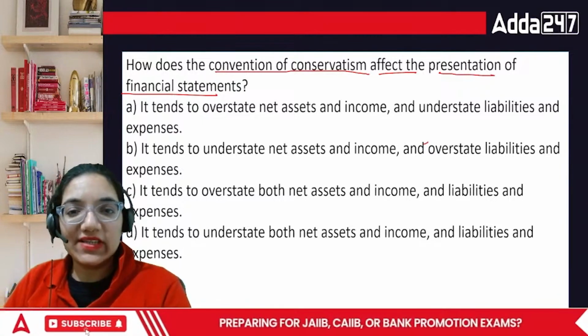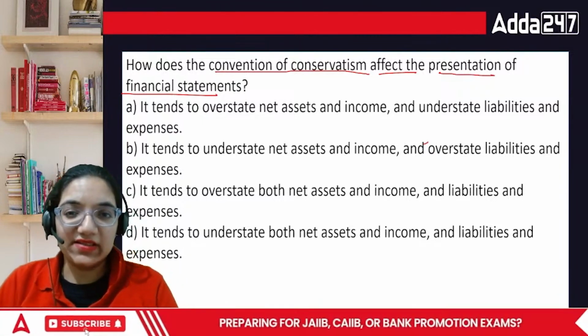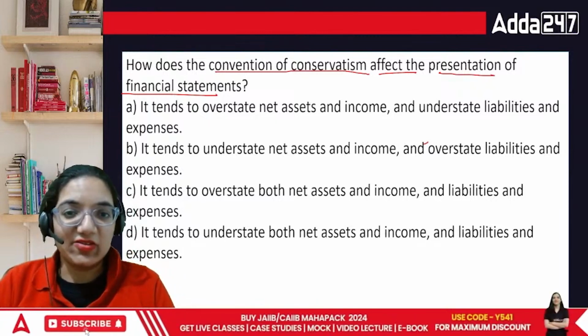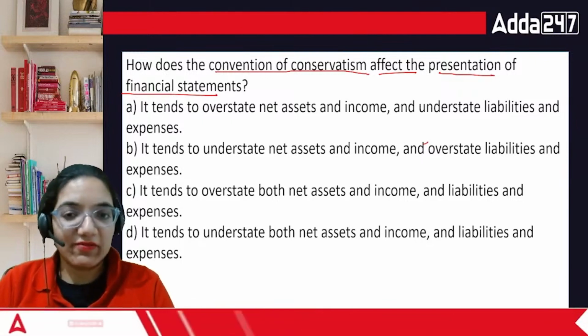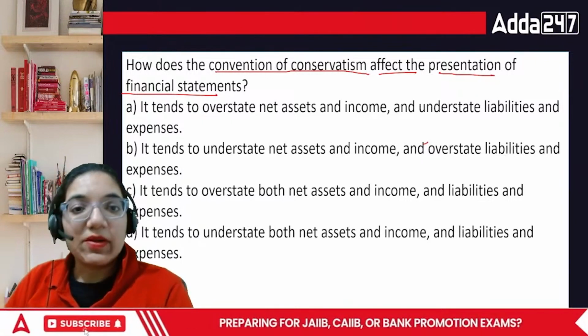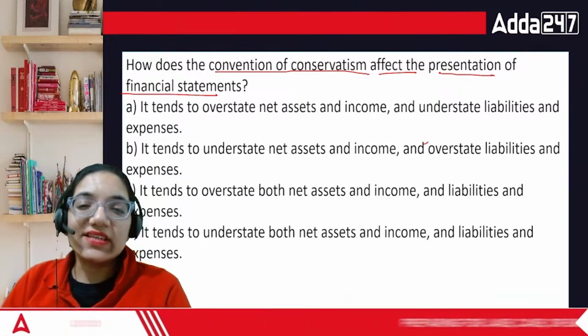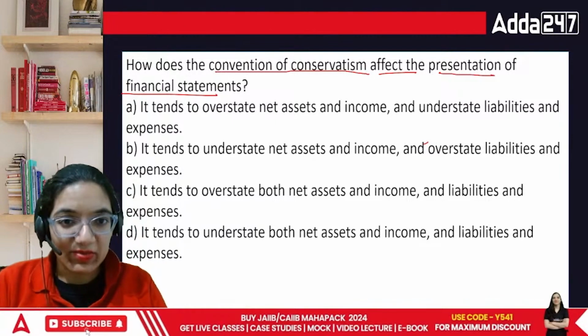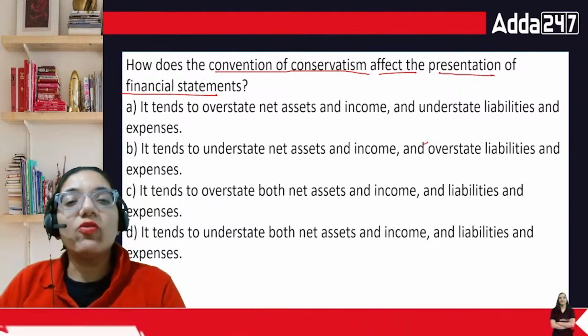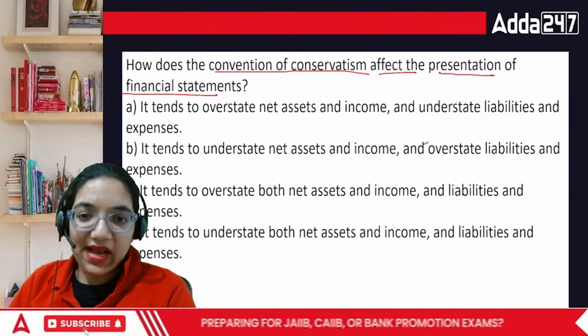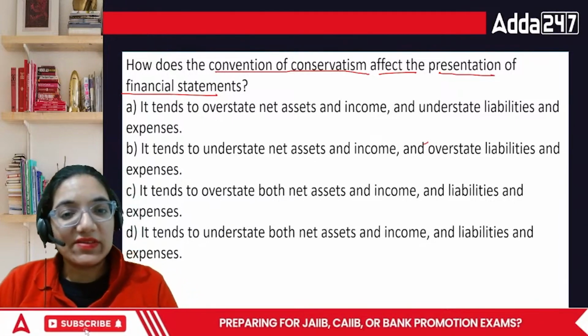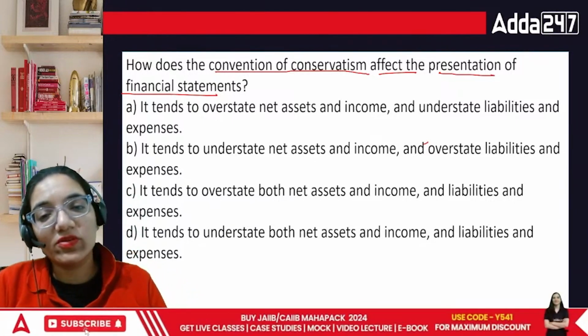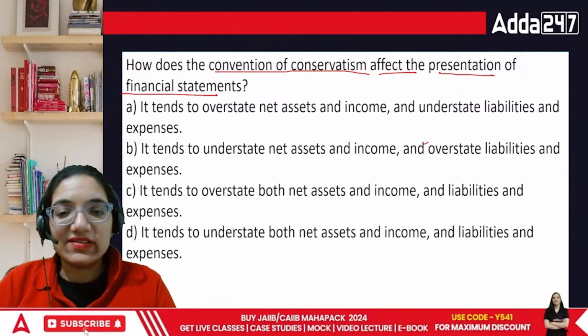It tends to overstate net income and assets and understate liabilities. It's actually the opposite. It just takes everything in such a hyped way, that I might have to pay, definitely I have to pay. It becomes that. It tends to understate net assets and income and overstate liabilities and expenses. It tends to overstate both net assets and income and liabilities and expenses, or it tends to understate both the net assets and income, liabilities and expenses.